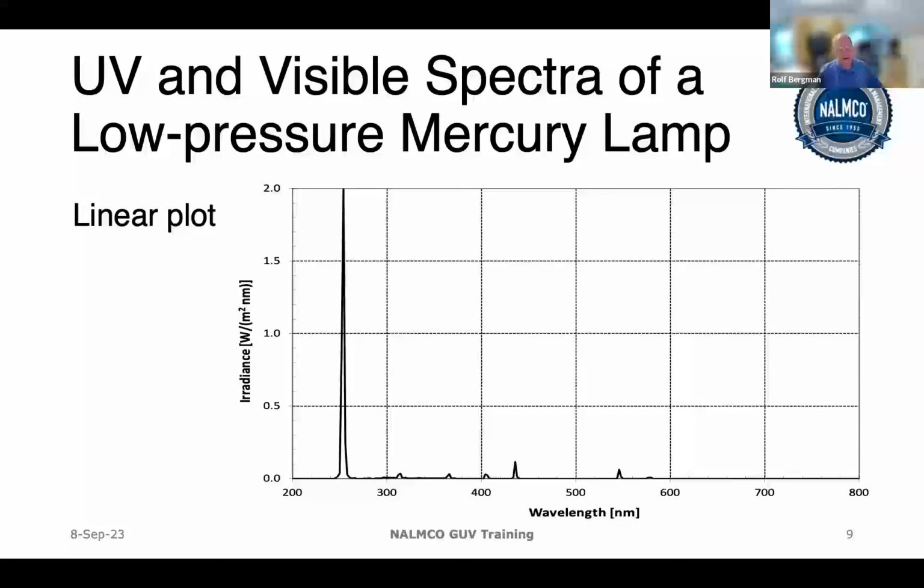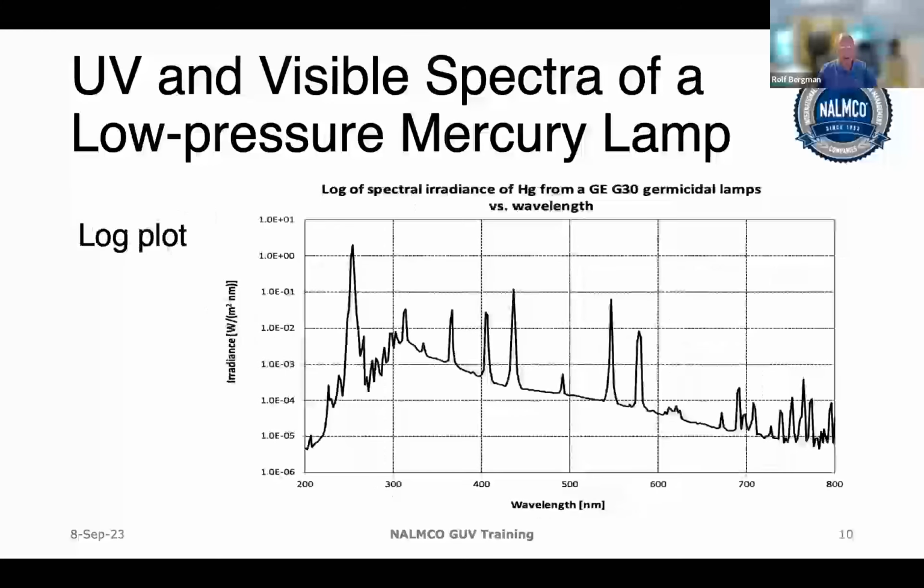Now it turns out that spectrometers can measure over many orders of magnitude, so we can look at these smaller peaks and see how they look. And we do this by making a logarithmic graph. In other words, rather than having a linear scale on the vertical axis, we have a logarithmic scale. And this is shown in this slide.